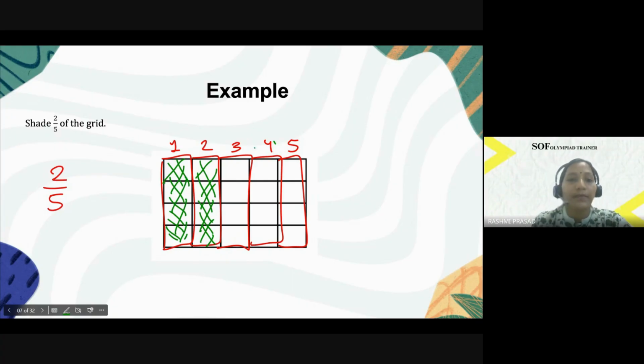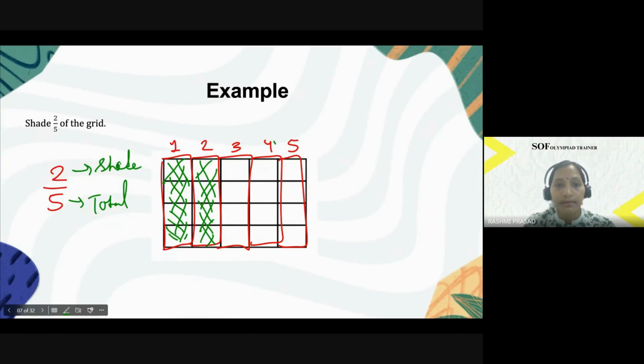Listen carefully. The question says you need to shade 2/5 of the grid, 2 over 5, right? 2 upon 5. That means this is the total parts. The shape is divided into 5 total parts, right? Out of 5, you have to shade 2 parts, right? Now, how will you divide the whole shape into 5 parts?